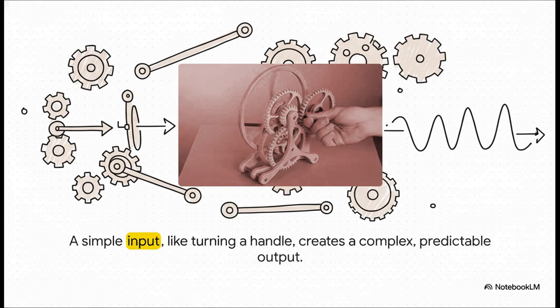Okay, so check this out. You've got one simple motion, just the turn of a handle. But that single input gets transformed by this mechanism into something totally different and way more complex. And that's the whole game right there, taking one kind of movement and predictably turning it into another. It's not magic, it's just really, really clever engineering.